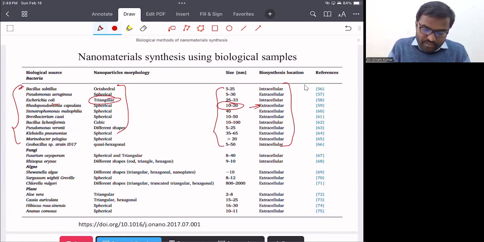Similarly, if you want to use Pseudomonas aeruginosa, in this case we'll get spherical nanoparticles. The particle size is 5 to 30 nanometers. That means there is a large distribution of particle size here, because it is from 5 to 30 nanometers. So based on the biological system, we can control two parameters. One is the morphology, one is the particle size, and the dispersity, maybe monodispersity or maybe heterodispersity of the material.